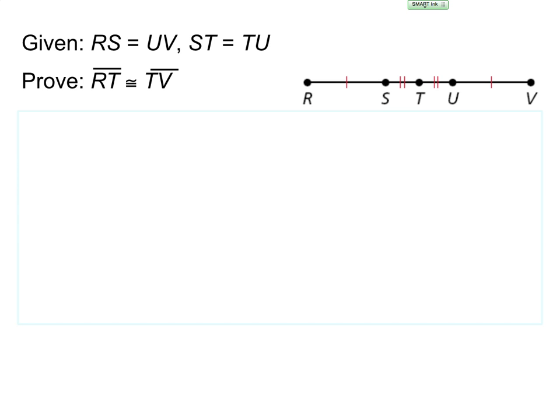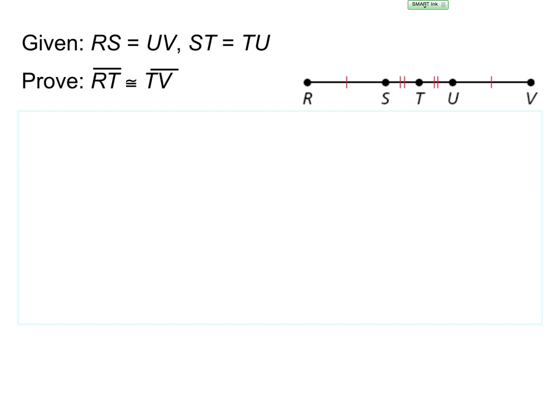We're given that RS is the same length as UV, and we're given that ST is the same length as TU. So it's given in the words. As you work the problem, especially, you want to put the tick marks on the diagram. Now before I show you the solution, I'll think through it a little bit.